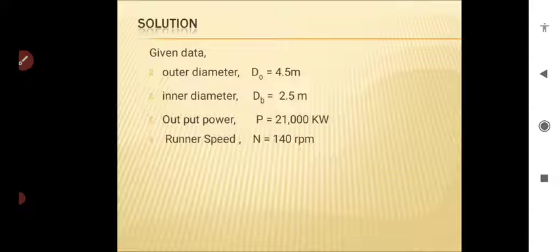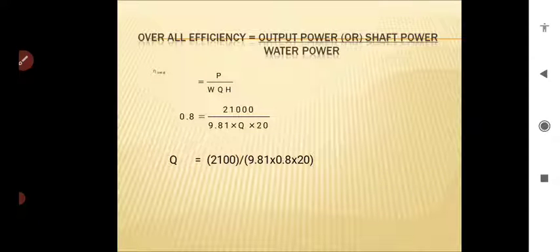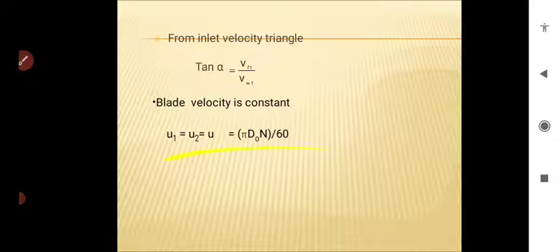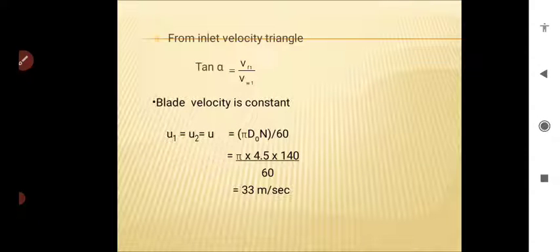He has written the given data as we did. So overall efficiency is equal to output power or shaft power by water power, and he gets the Q value from this equation. So Q is equal to 133.79 meter cube per second, right? And next, hydraulic efficiency from inlet triangle, tan alpha is equal to Vf1 by Vw1. But first we have to calculate the Vw1 from blade velocity. u1 is equal to u2 is equal to u, that is equal to pi d naught n by 60. So from this equation we got u value, that is equal to 33 meter per second.